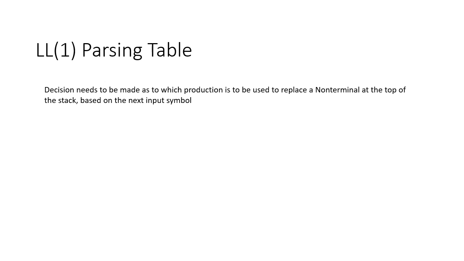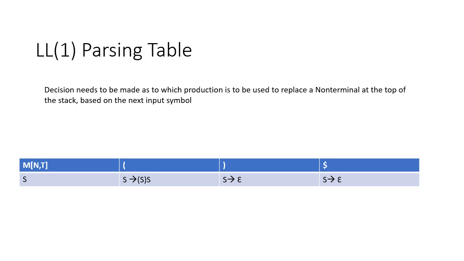That is done with the help of something called the parsing table or the LL1 parsing table. So the decision needs to be made as to which production is to be used to replace a non-terminal at the top of the stack. So you look at the non-terminal at the top of the stack, you look at the next input symbol, and then you make the decision. And this is made simple with the help of this table, that is the parsing table. So the parsing table is constructed like this.